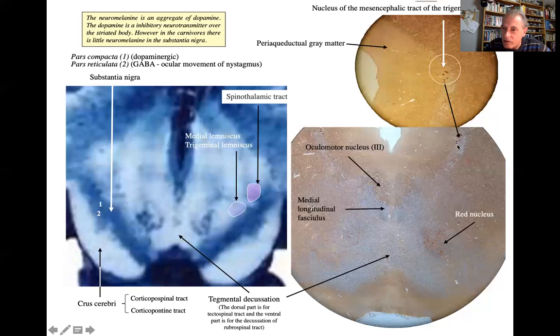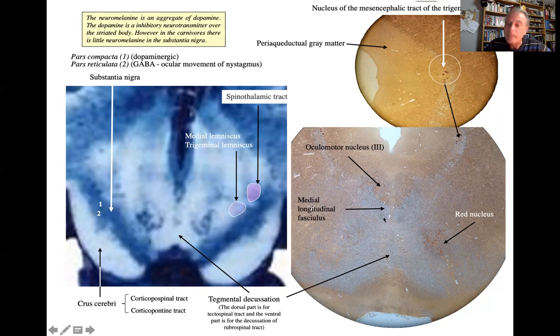Again, this nucleus is located here. You see these cells right here. Again, you see these cells correspond to the oculomotor nucleus, right? Nucleus of the third cranial nerve. And ventral, the medial longitudinal fasciculus.